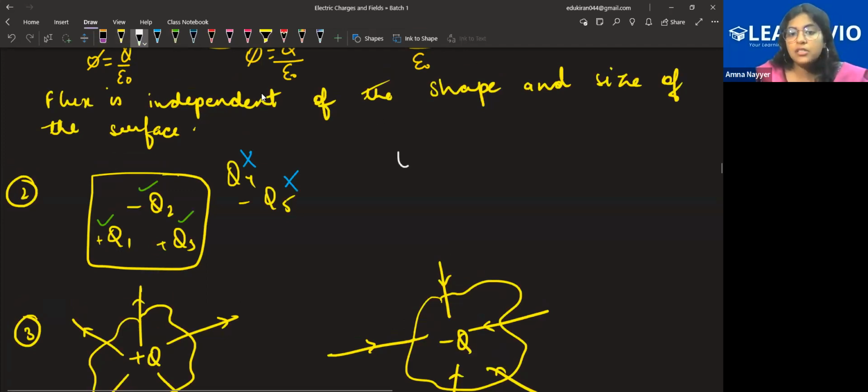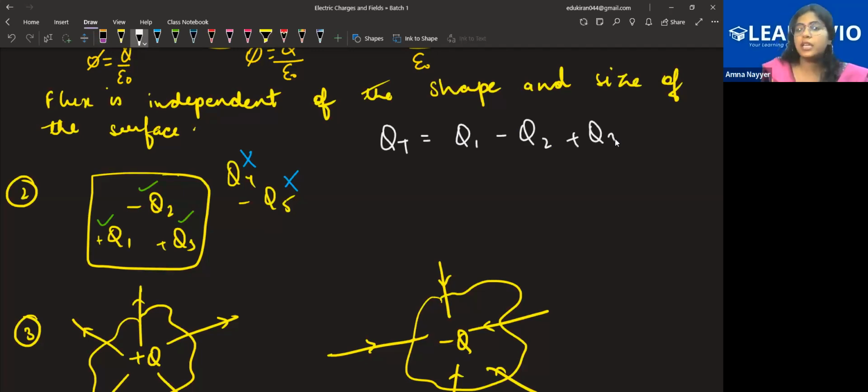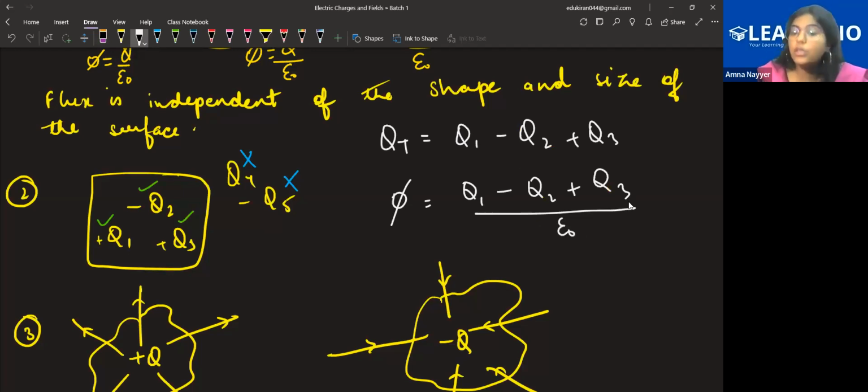So before I calculate the flux, I'll calculate the total charge. For the total charge, I would include Q1 minus Q2 plus Q3, these charges only. And for my flux, I will be using the total charge enclosed only. That is Q1 minus Q2 plus Q3 divided by epsilon naught. That is the total charge divided by epsilon naught. All right, so this is how we'll be considering the total charge divided by epsilon naught.